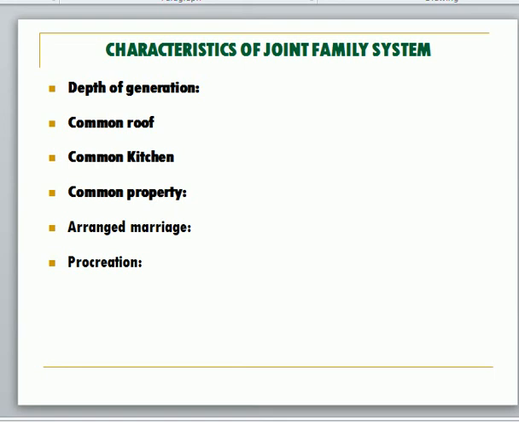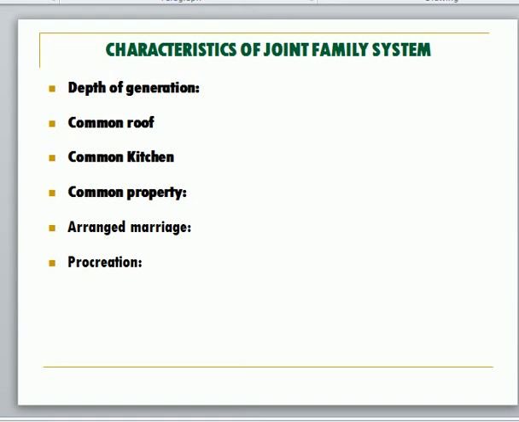Another characteristic of a joint family system is common property. It means that the property in the family is common for everyone. It is not the private property of each and every family member, but common for everyone. Everyone can utilize the property.